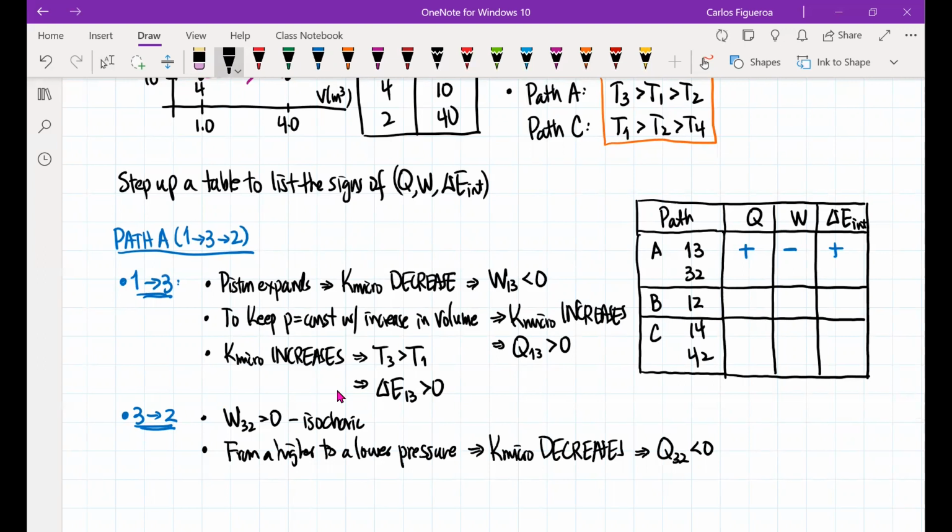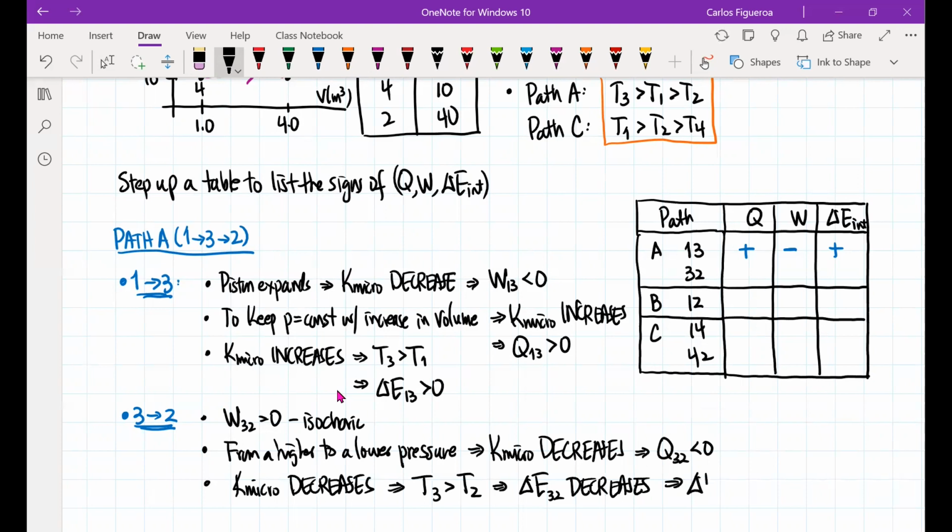So now again, look at that. K micro decreases. And as soon as K micro decreases overall, that tells you that the temperature at 3 must be greater than the temperature at 2. So therefore, the internal energy from 3 to 2 also decreases, which of course tells me that the sign of Q from 3 to 2 is negative. So now I can come in and put a negative sign here, a negative sign here, and 0.